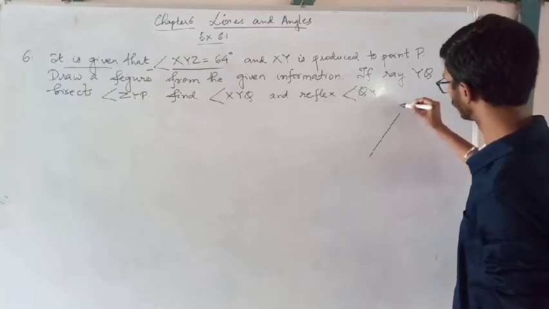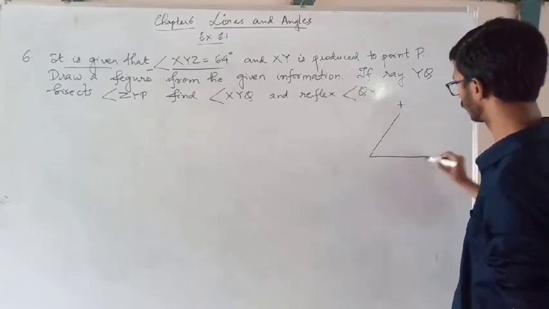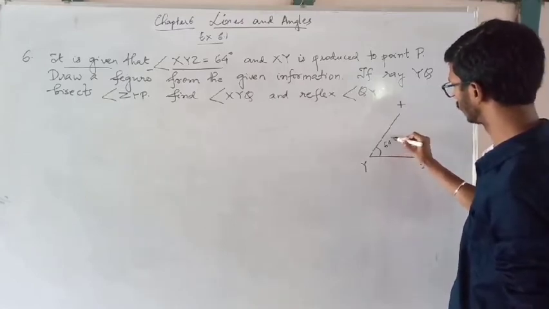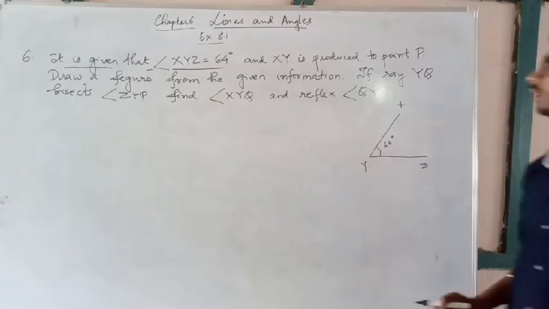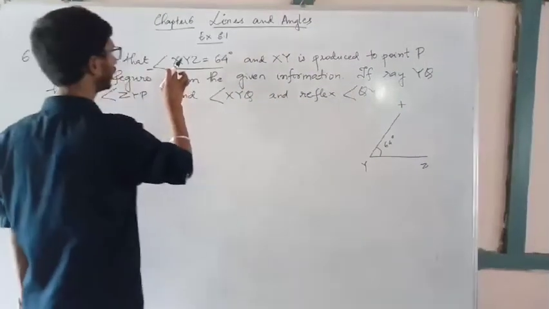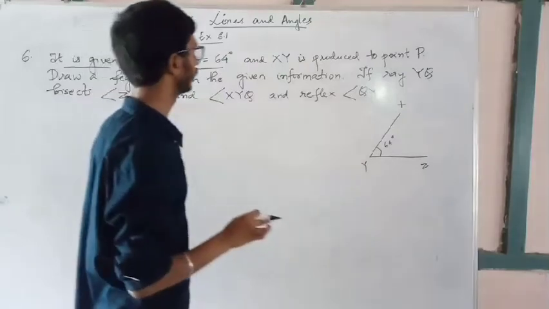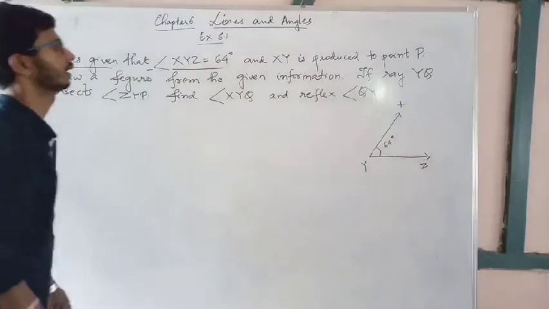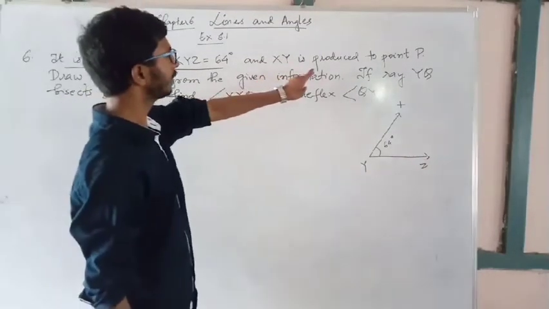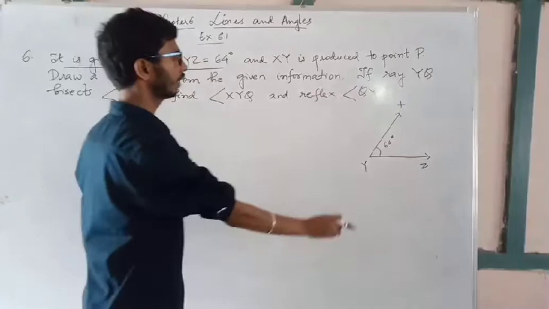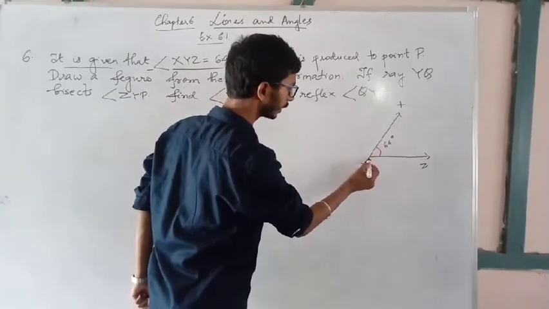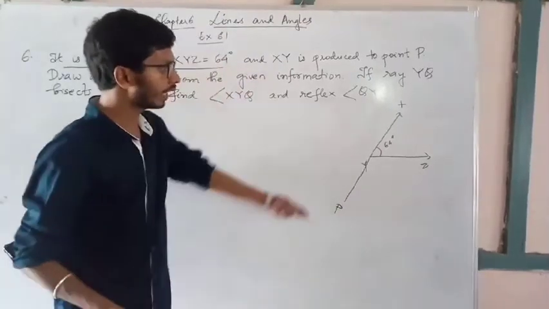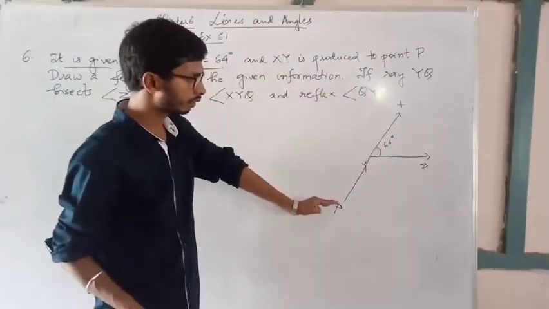So suppose X, Y, Z. Let us take this angle as 64 degree, okay? So it is given that angle XYZ is equal to 64 degree, and XY is produced to point P. Now this line XY is produced, means it is elongated, is produced to a point P. That means from Y this line is extended to a point P.